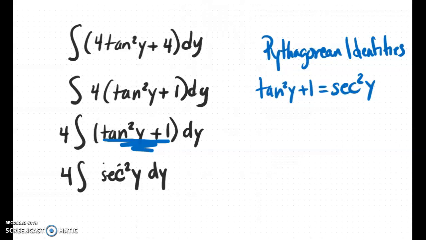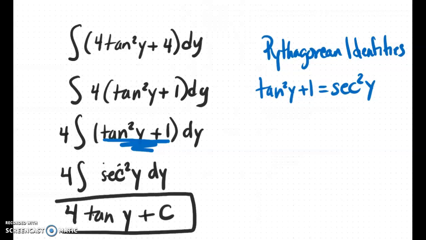And so we just saw that the integration of this would become 4, that's on the outside. And then this part here, integration of secant squared of y dy, becomes tangent of the angle y plus c. And so that's our answer in this one.